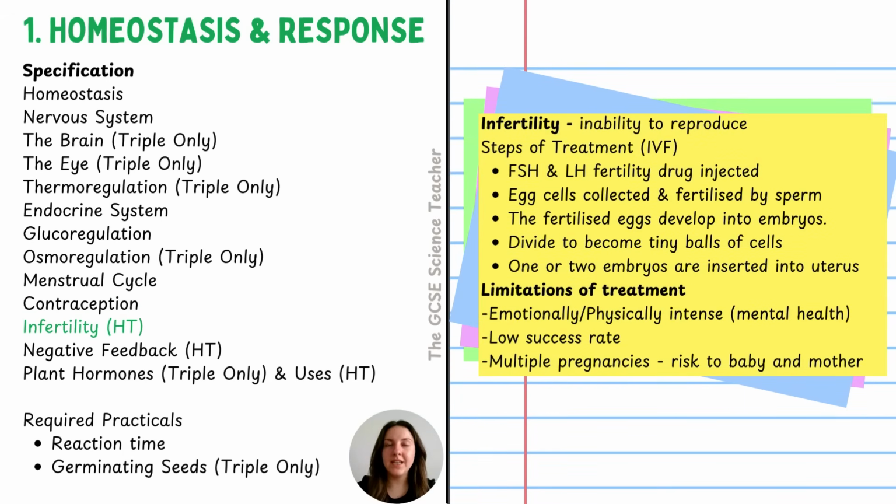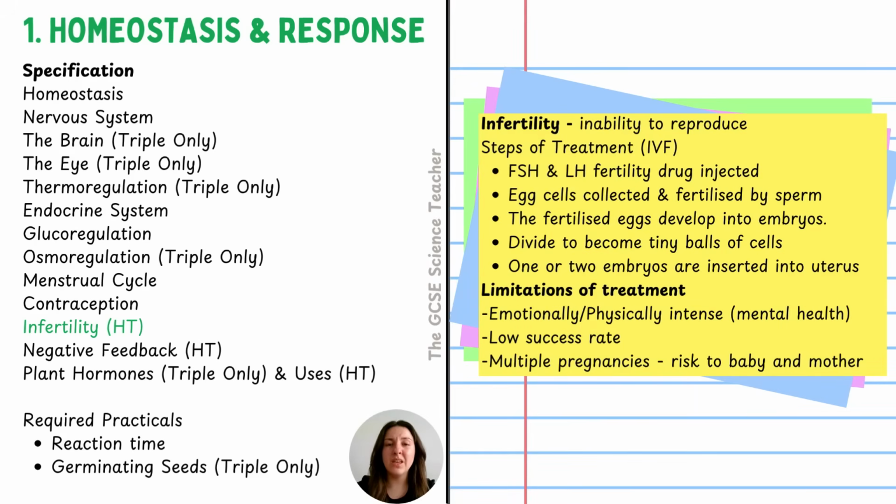Let's talk about infertility, a higher tier topic. Infertility is the inability to reproduce. Steps involved in the treatment using IVF. FSH and LH are a fertility drug that's injected. The egg cells are collected and fertilized by the sperm in vitro, or in glass, or in a laboratory. The fertilized eggs develop into embryos, and then they are divided to become tiny balls of cells. One or two of these embryos is then inserted back into the uterus.